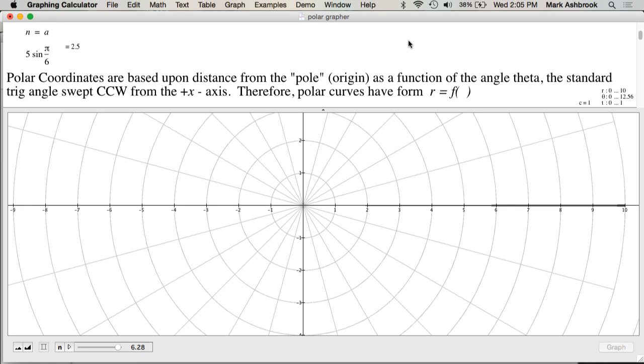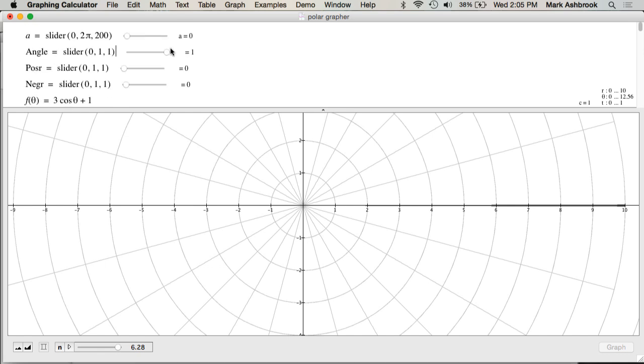And so rather than x being distance right and left and y being distance up and down to get position, instead we do angle, theta, and this is the standard trig angle, okay? The standard trig angle, which is swept counterclockwise from the positive x-axis. So that should be very familiar from all your trig, right? Theta equals 0 is the positive x-axis. An angle measure is measured by sweeping counterclockwise from positive x.